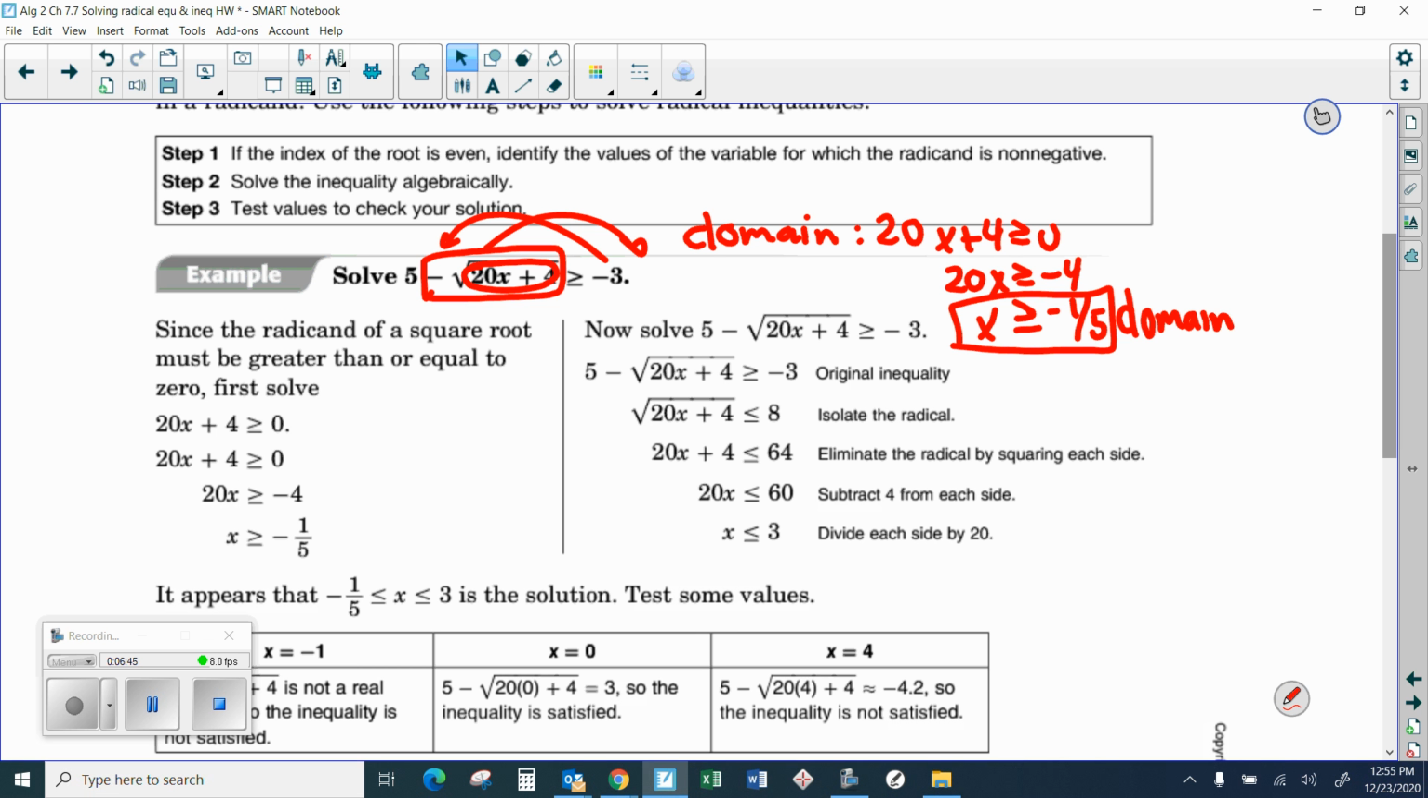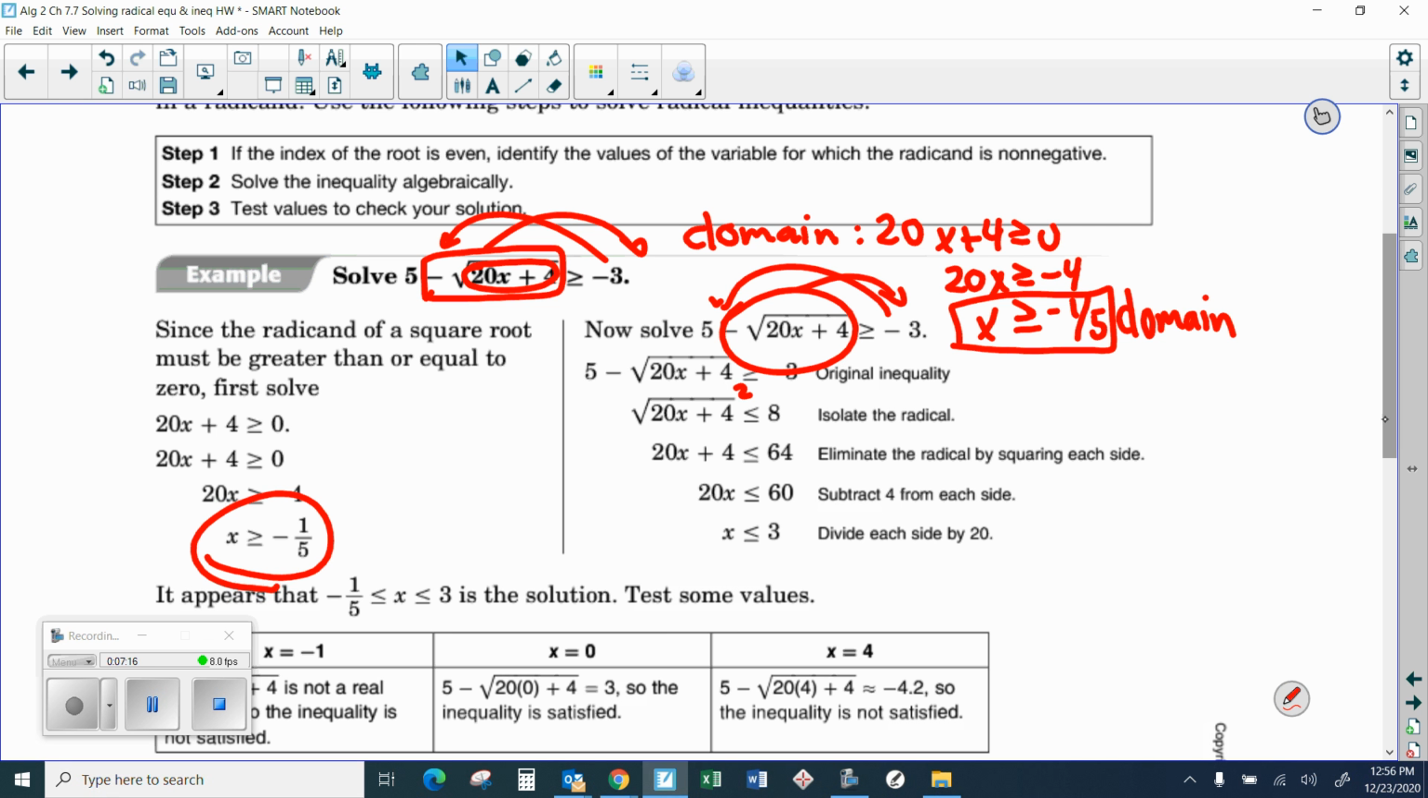Okay. But there might be other things that we have to check for as well. So that's this part right here. Okay, now we go ahead and solve this. Again, since this is a negative, I'm going to move it over to the positive side. Move it over here and add the 3 across. Okay, and then they moved them back to the left side. They should have just left it on the right side, but they still get the same thing. Square root of 20x plus 4 is less than or equal to 8.